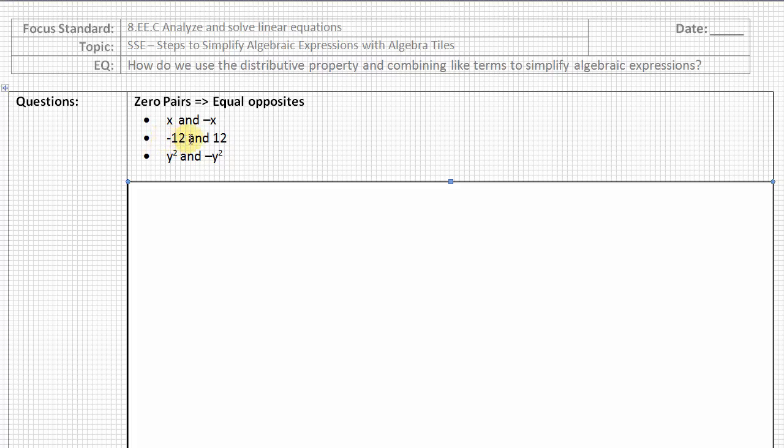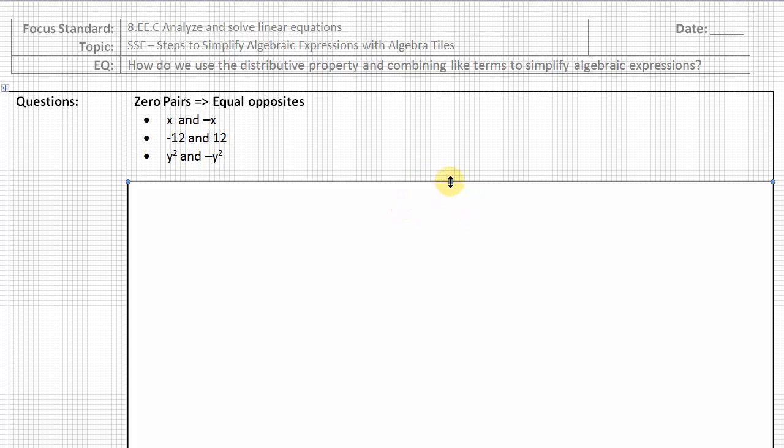The same with negative 12 and positive 12, equal opposites, so when combined they make 0. And our final example, y squared and negative y squared. So you start to see how one term will always be negative while the other is positive, yet they have the same absolute value.